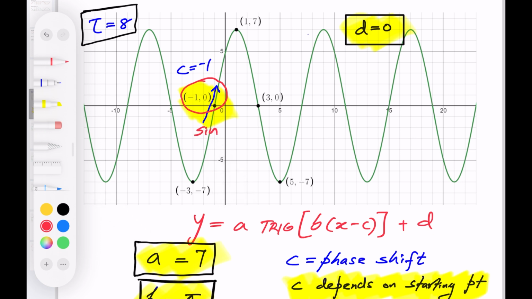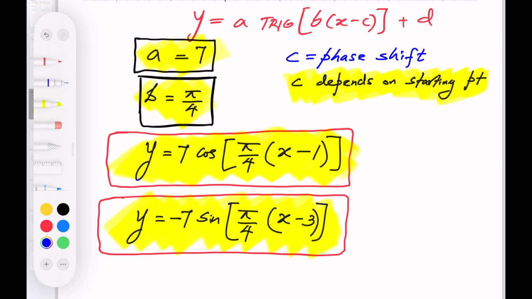Alright, let's go ahead and do that. For that point, we figured c is equal to negative 1, and we are going to write down a positive sine equation.